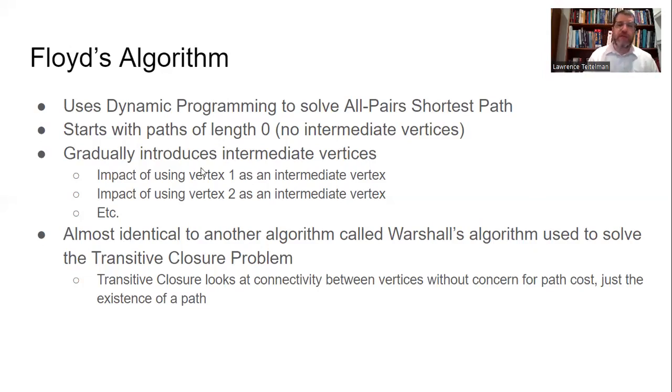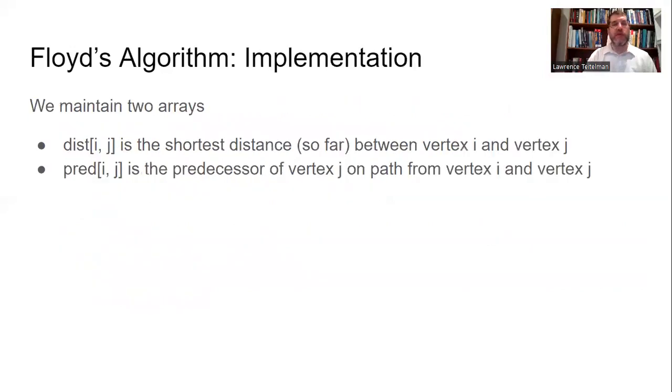The difference is transitive closure just looks at connectivity. It says, can I get from vertex I to vertex J? It doesn't care about shortest path. It just says, can I get there or not? Yes or no, true or false. That's why we can use Boolean addition for that.